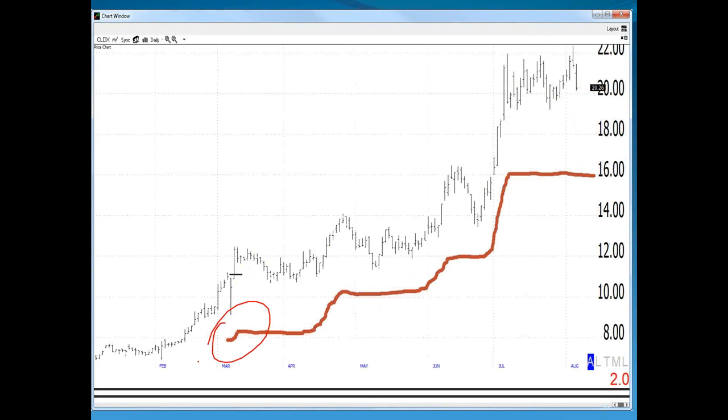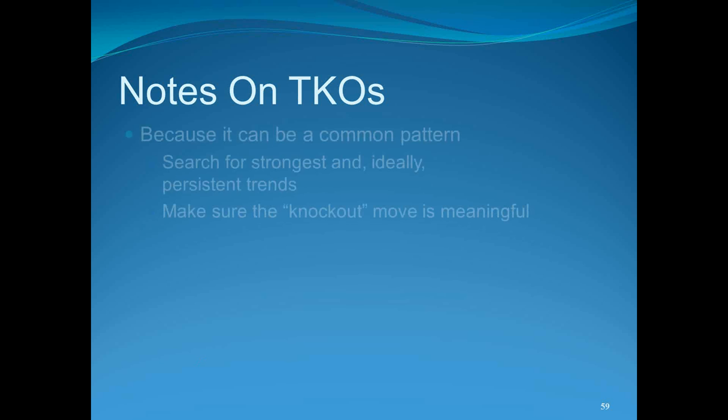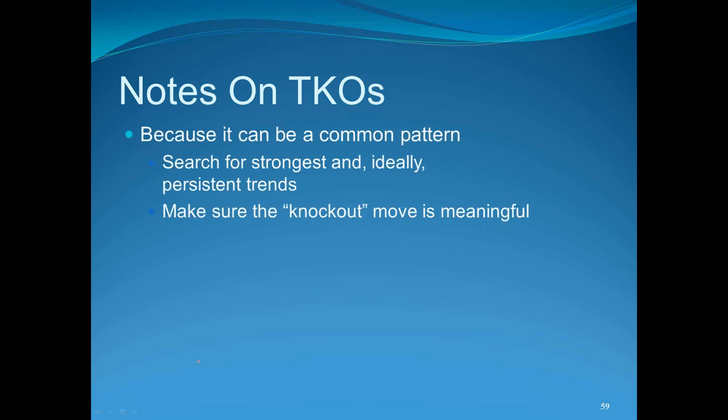Now, this is the trailing stop here. We'll get to that in just a minute. Now, a couple of notes on TKOs. It can be a very common pattern if you're just looking for a two-bar knockout.